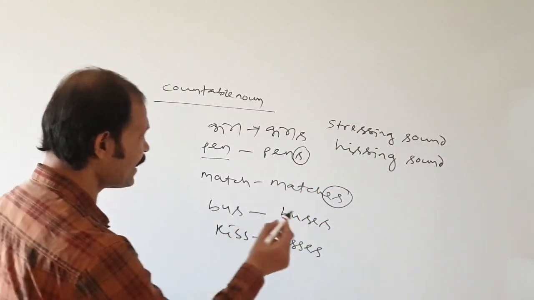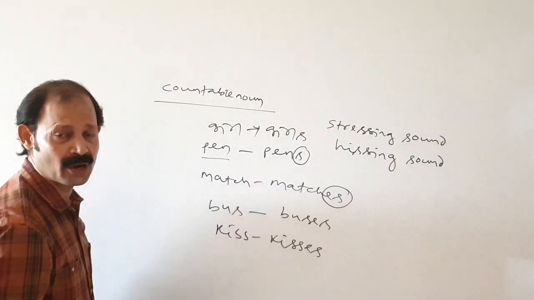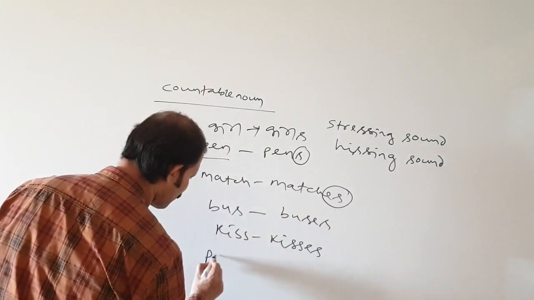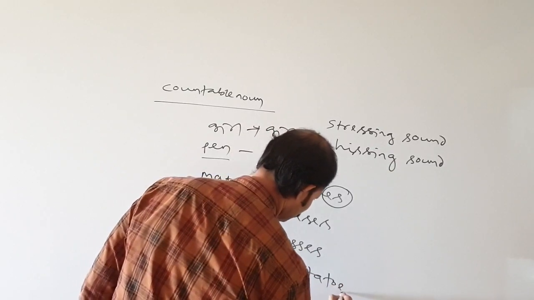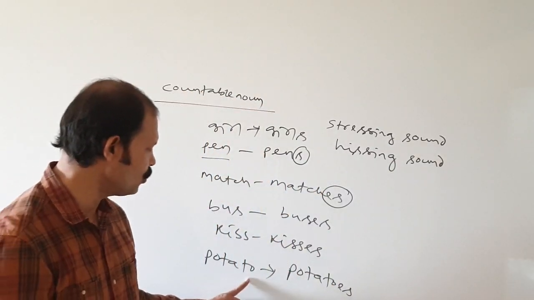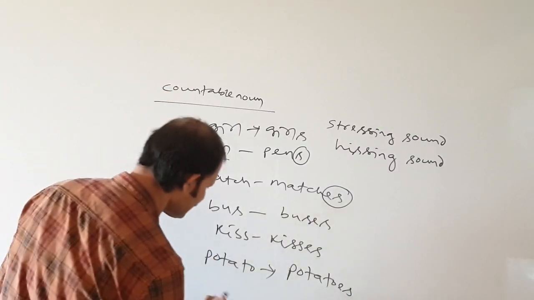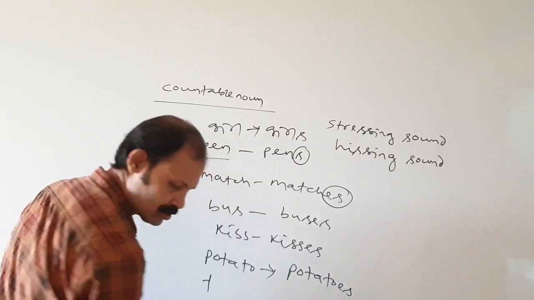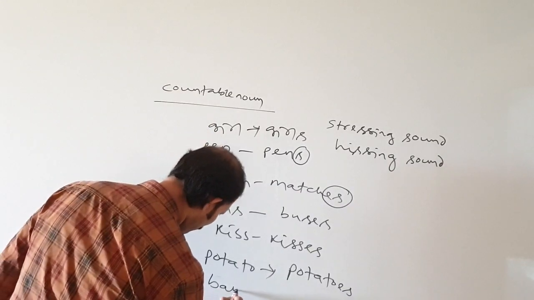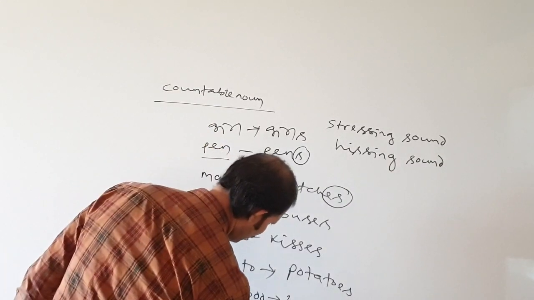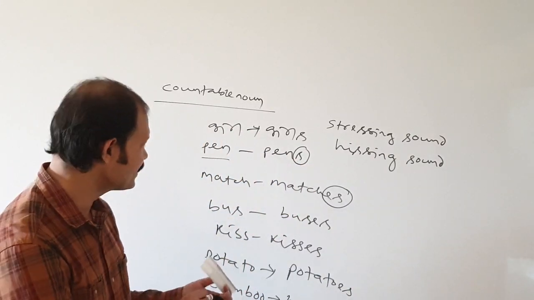Because another provision is there: if any word ends with o, like potato, then in plural it will be potatoes. If any word ends with o, then es is also added. But if it ends with two o's, no es is added. Like tomato, but suppose bamboo. Potato, tomato, es should be added. But if it is bamboo, then only s will be added. So this is the thing.